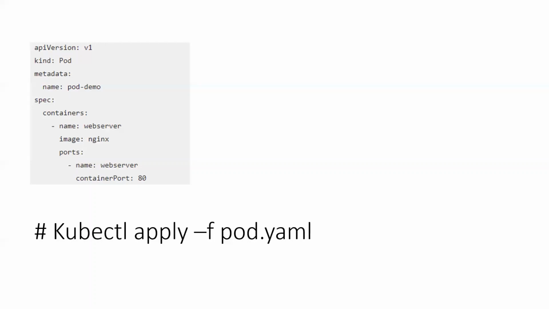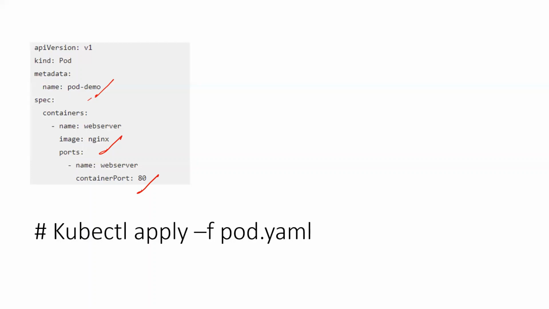Have you ever wondered what happens when we just apply a pod with kubectl apply? Let's say this is our manifest for the pod demo. Here we are just creating an Nginx pod, exposing port 80, and it is named pod.demo. So what happens when we run kubectl apply on this file? We'll see that here.